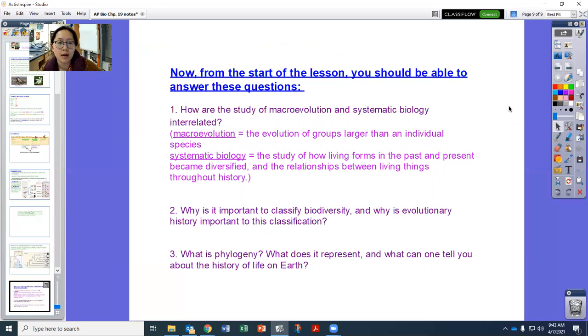So number 1, how are the study of macroevolution and systematic biology interrelated? Here's some definitions of those 2. Number 2, why is it important to classify biodiversity, and why is evolutionary history important in this classification? And then 3, what is phylogeny? What does it represent, and what can one tell you about the history of life on Earth?